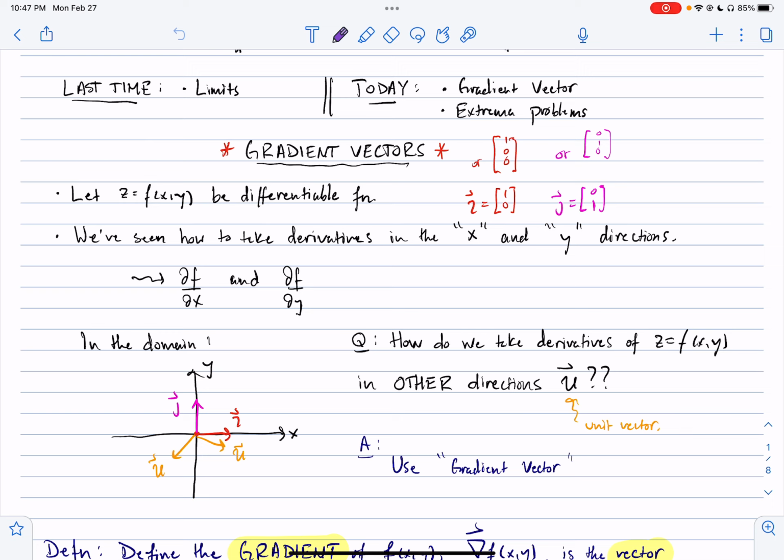So I'm going to start with letting z equal to f of x, y be a differentiable function. So f is a function of two variables, x and y, and I'm thinking of z as being the output, the dependent variable in this situation. And last time we saw how to take derivatives of f in both the x and y directions. Our notation for that was the partial derivative of f with respect to x and the partial derivative of f with respect to y.